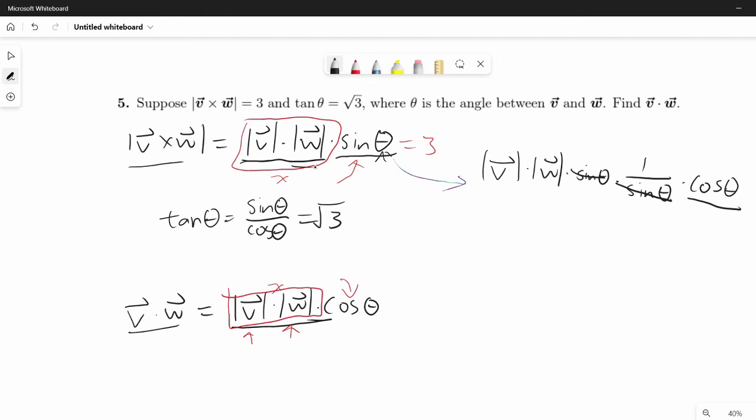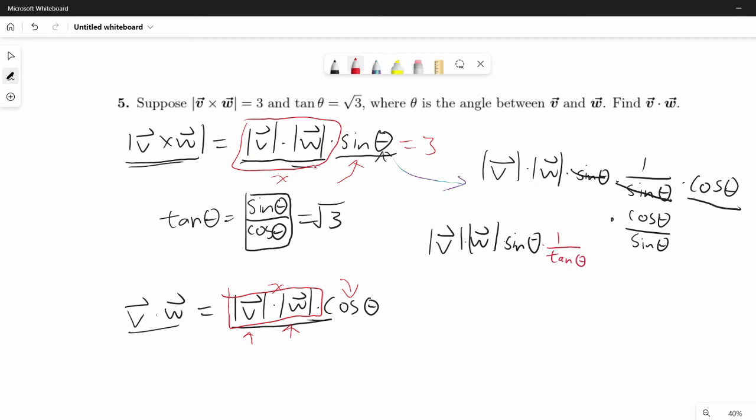That is the dot product equation. And then think about, well, what is cosine over sine that we can multiply? That is simply just the reciprocal of tangent, right? So if we multiply the cross product here by 1 over tangent, which in this case would be, you just flip it around, cosine over sine, and then we're able to just cross out the sine and be left with cosine.